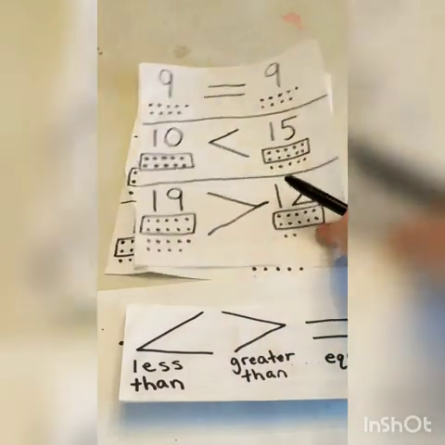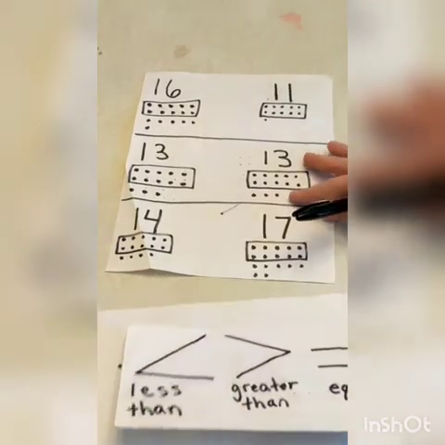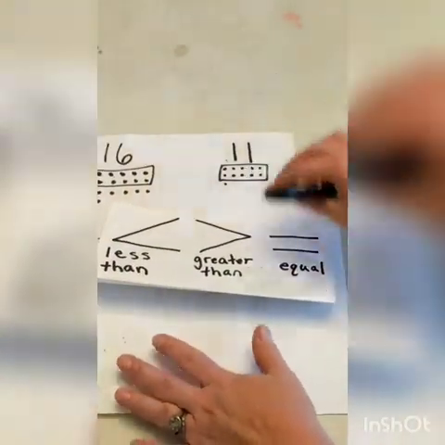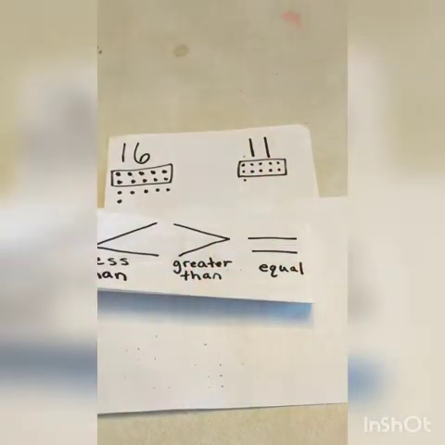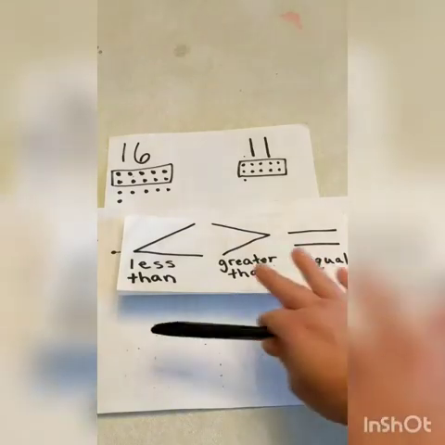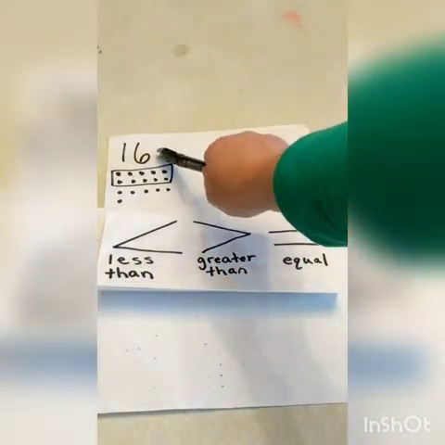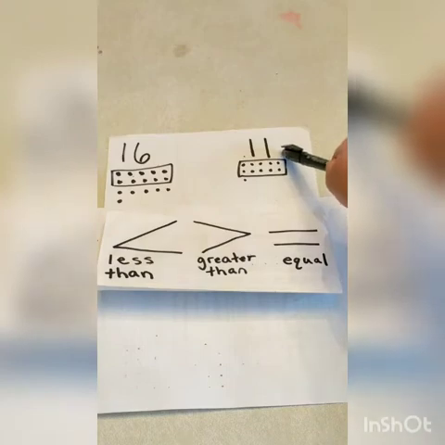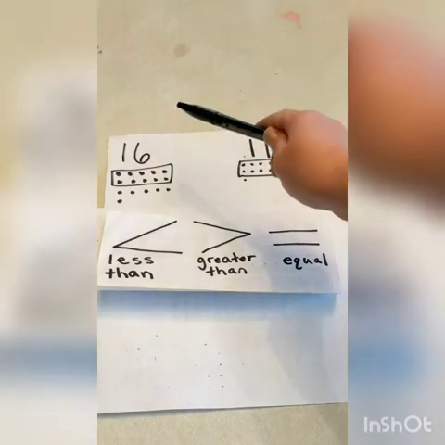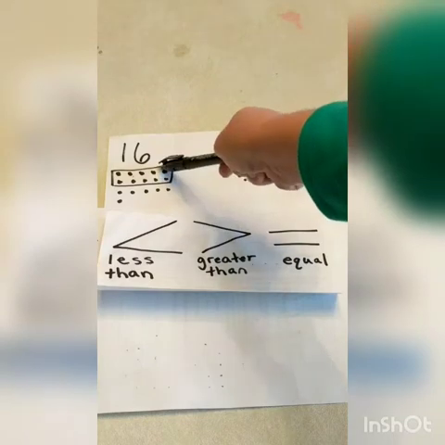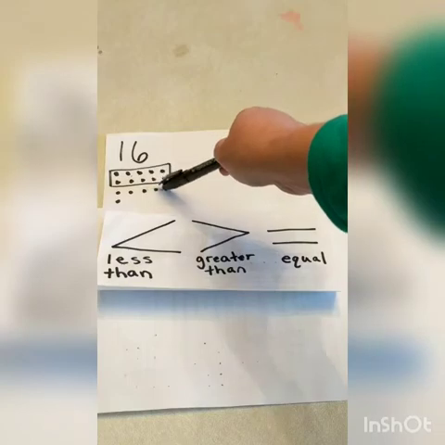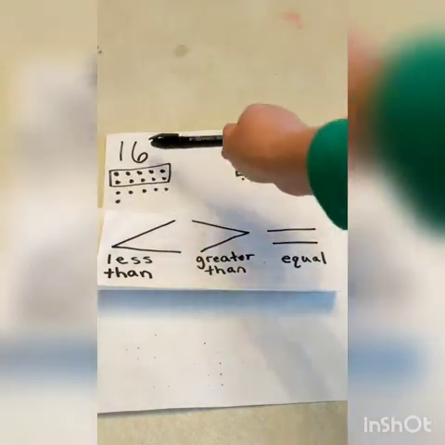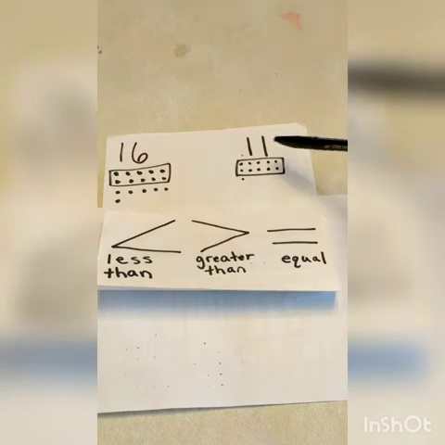Good job, friends. So we're going to do 3 more problems comparing our numbers. So what we're doing right now is comparing our numbers. Okay, we have the number 16 versus the number 11. Let's make sure and count our dots. So we have a 10 frame, so we know we can count from 10, 11, 12, 13, 14, 15, 16. We have 16 here. And then we have 10, 11.